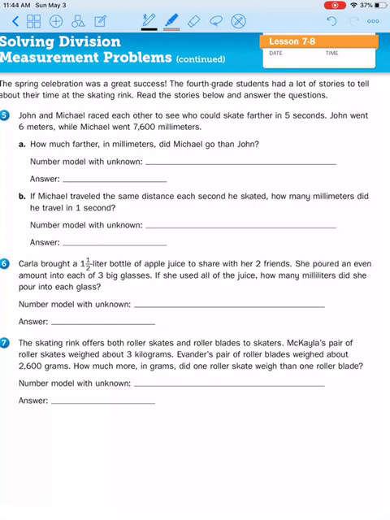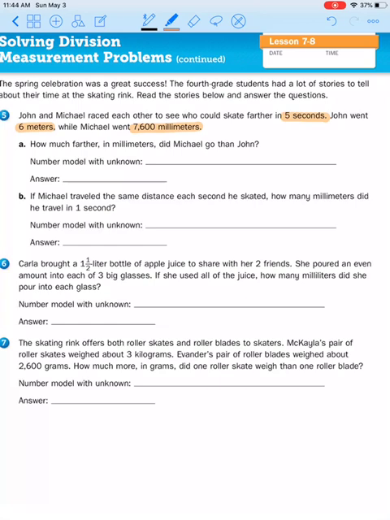So let's highlight all of our important information. We know that they tried to see who could skate farther and they each skated in 5 seconds. That was their time limit. In that 5 seconds, John went 6 meters and Michael went 7,600 milliliters. So right away we know that we're going to have to do some sort of converting, because they didn't use the same measurement to measure how far they went. John used meters, Michael used milliliters.